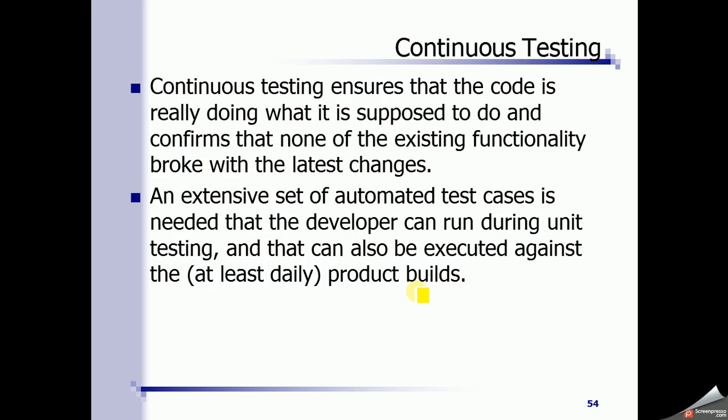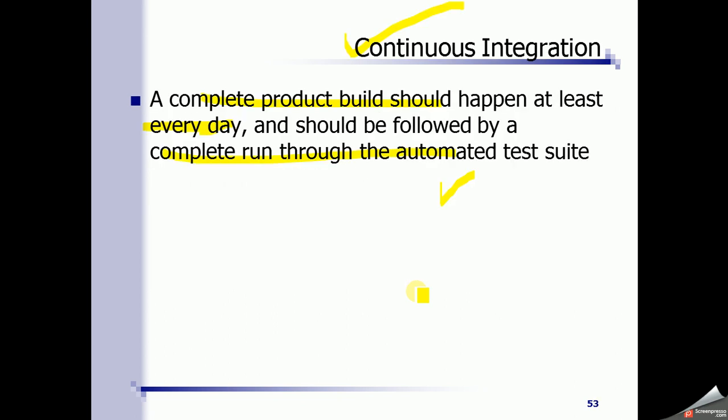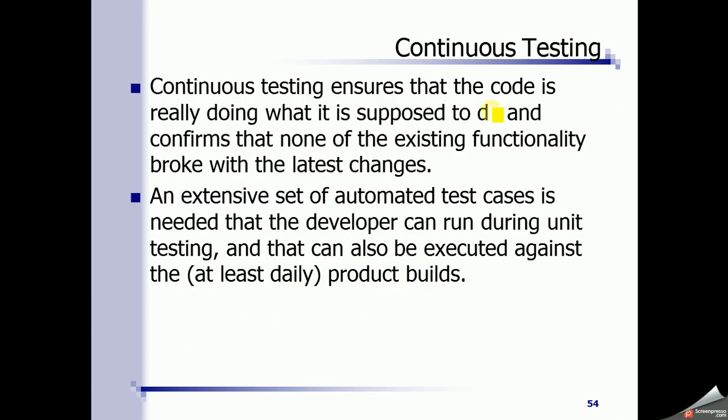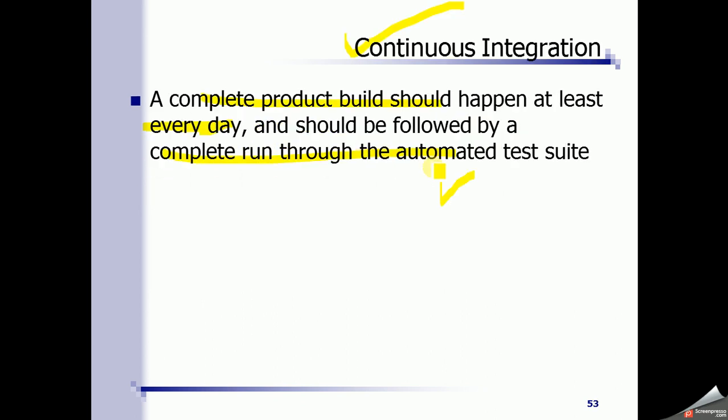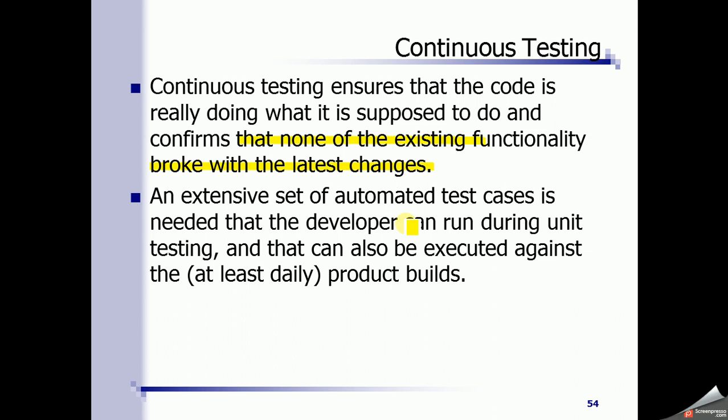Continuous testing, again the same thing. Continuous testing ensures that the code is really doing what it is supposed to do and confirms that none of the existing functionality broke with the latest changes. As we discussed before, every iteration, every integration should also do testing to make sure that new functionality does not affect the old functionality. An extensive set of automated test cases is needed that the developer can run during unit testing, and then it is also executed against the product builds. Let's say at least daily product builds, to make sure that the project is going fine.